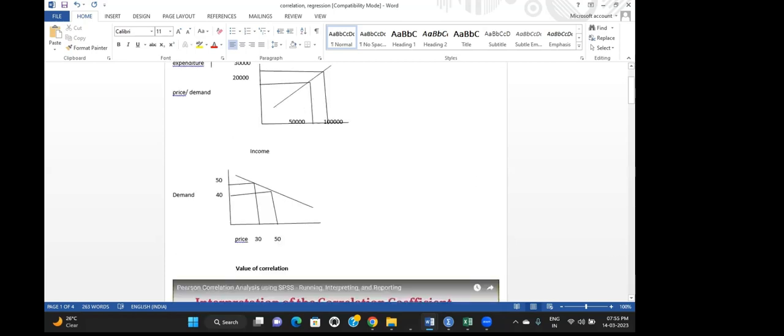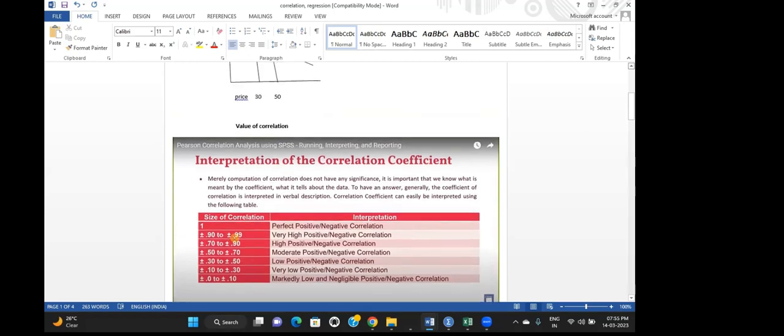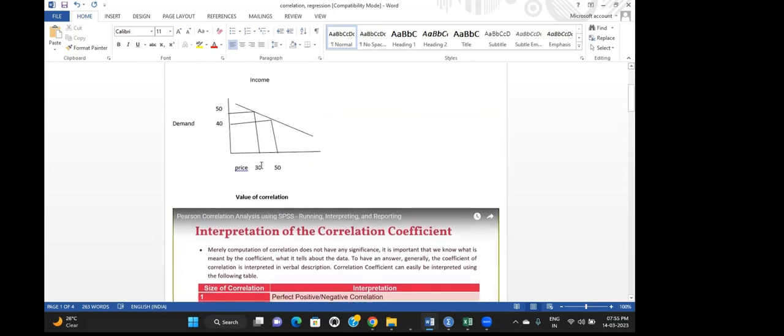So let's move to another example. Indirect relationship का क्या मतलब होता है? Price and demand, right? Let's say this is the price 30, then demand will be 50 units. If the price increases to 50, the demand will decrease. It becomes 40 units. So this is a negative relationship. If you want to show it graphically, this is the diagram that you can show.